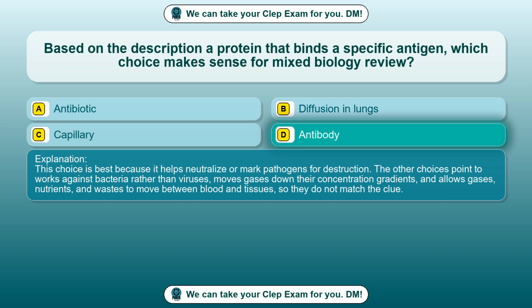The other choices point to what works against bacteria rather than viruses, what moves gases down their concentration gradients, and what allows gases, nutrients, and wastes to move between blood and tissues, so they do not match the clue.